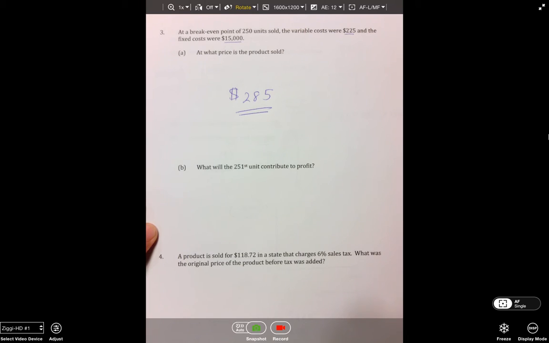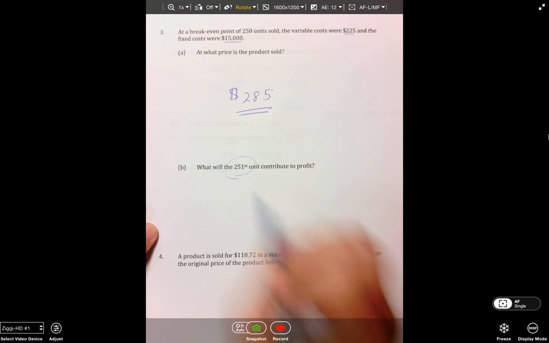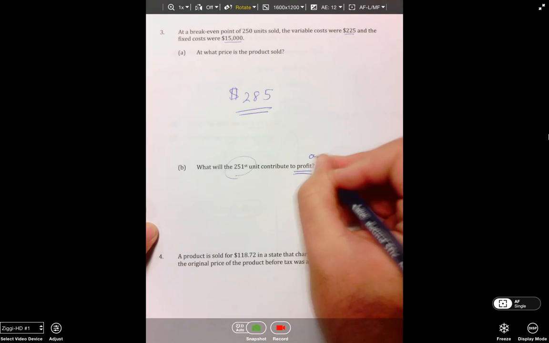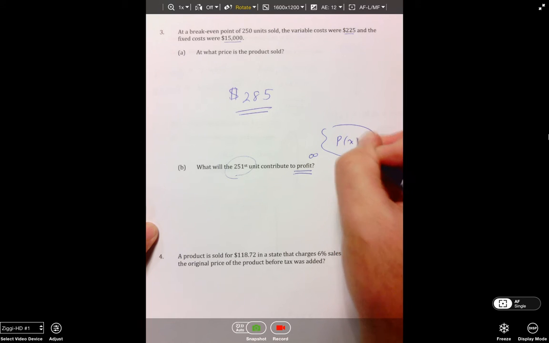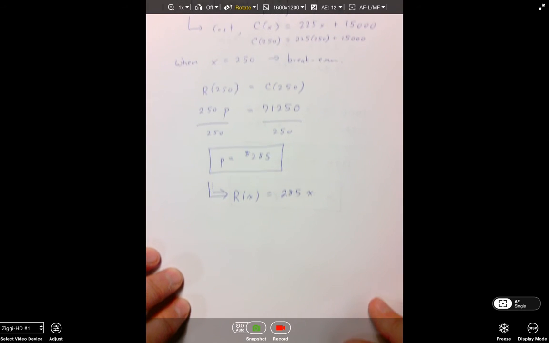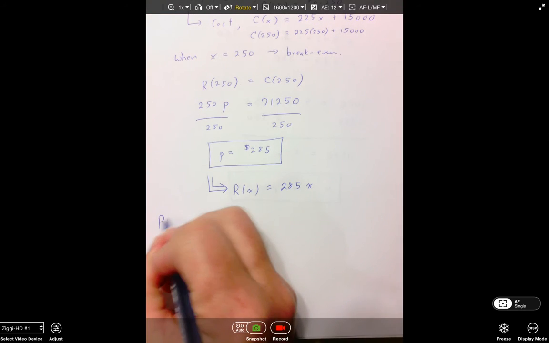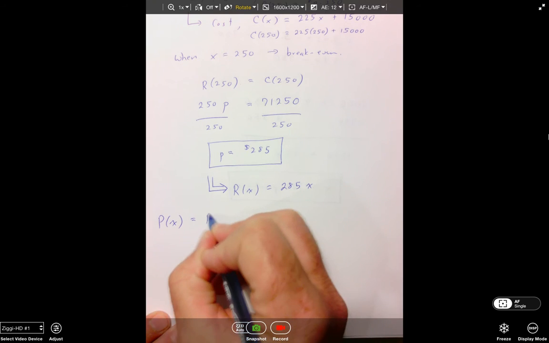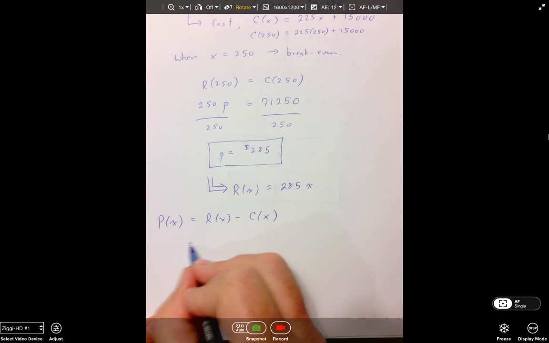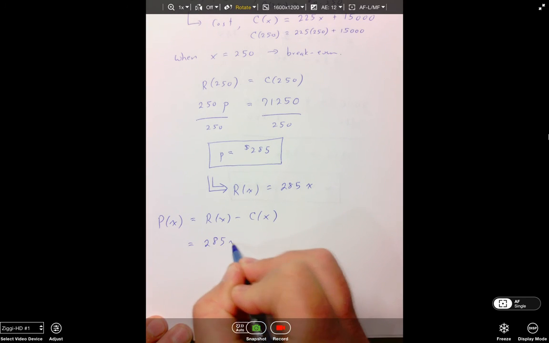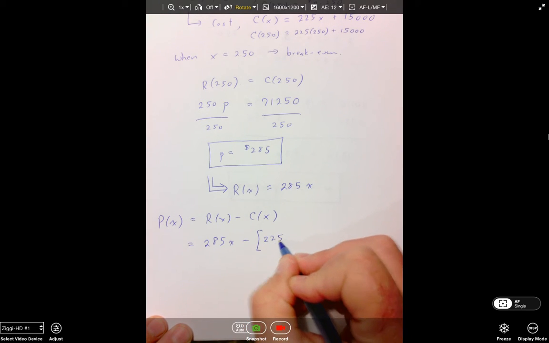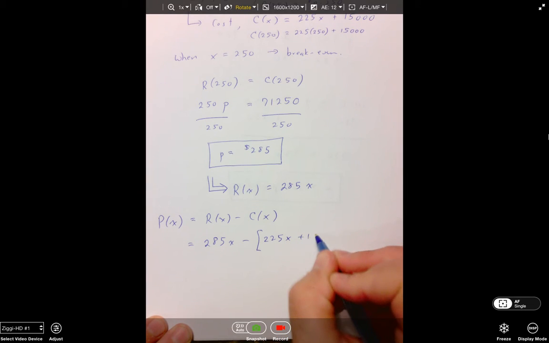Now the next thing, what will the 251st unit contribute to profit? Well, I've got that word profit, which tells me I need to create my profit function. Well, my profit function is really easy to find when I've got my revenue and my cost function, because my profit function is just the revenue function minus the cost function. So my revenue function is 285x minus my cost, which is 225x plus 15,000.